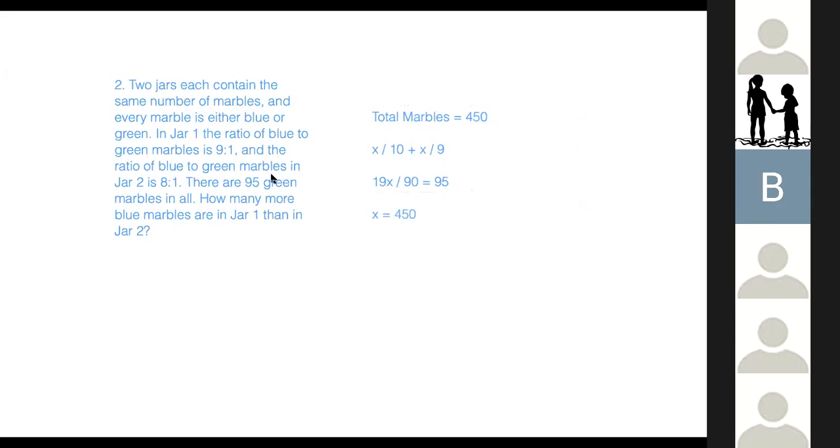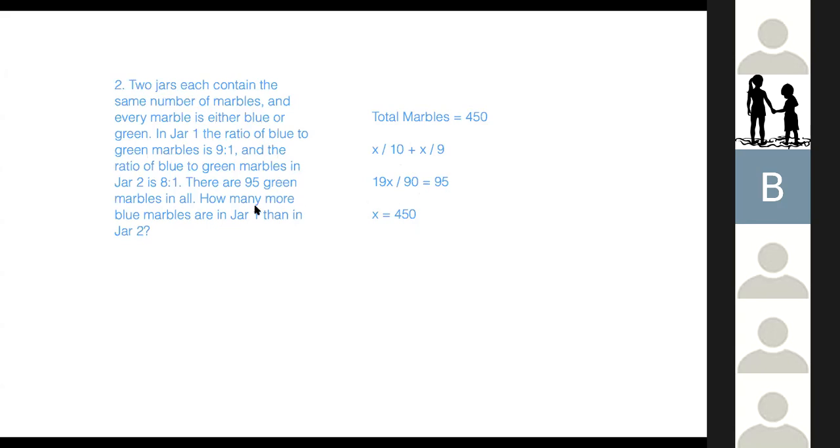Okay, good. So the easiest way here is, we'll say x is the number of marbles in one jar. And then the ratio of blue to green marbles in the first jar is 9:1. That means that 1/10 of them are green marbles in the first jar. And the second one is an 8:1 ratio, so 1/9 of the marbles in the second jar have to be green marbles. So if x is the number in each jar, x over 10 is the green marbles in the first jar, x over 9 is the green marbles in the second jar. The sum of the two is 19x over 90. That should be equal to 95 green marbles in total. So then you can get x equals 450 being the total number of marbles in one jar.